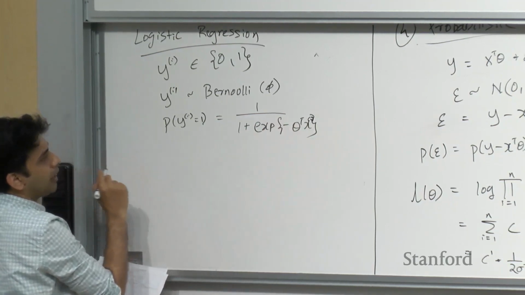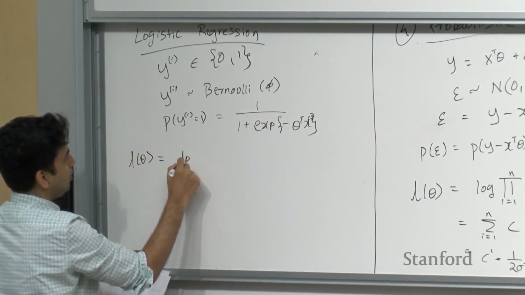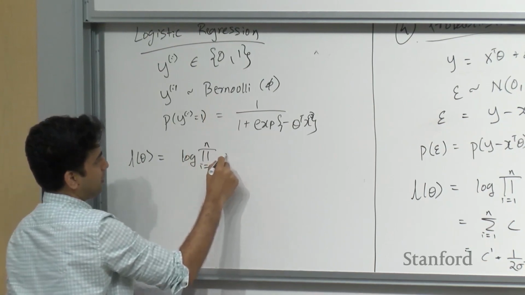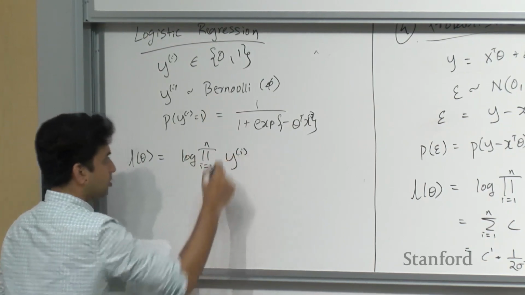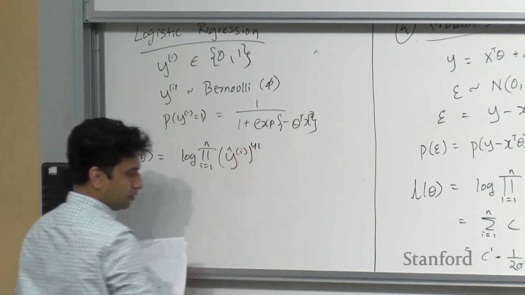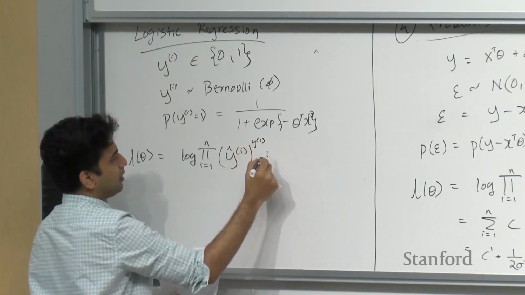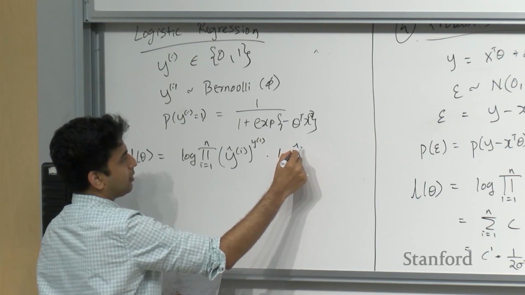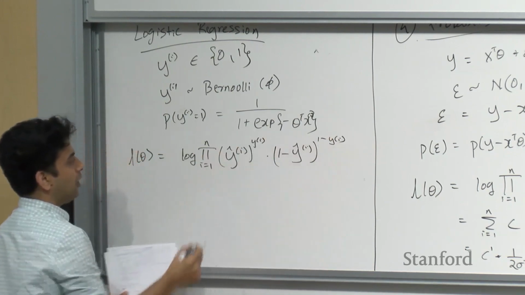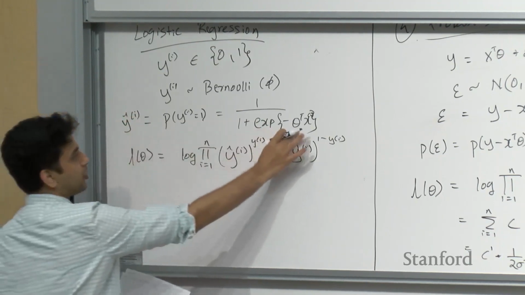and this gives us the likelihood expression. So L of theta is now equal to log of the product of i equals 1 to n of the Bernoulli likelihood, which is y hat i to the power yi times 1 minus y hat i to the power 1 minus yi, where y hat i is this, right? And all of this is a function of theta.